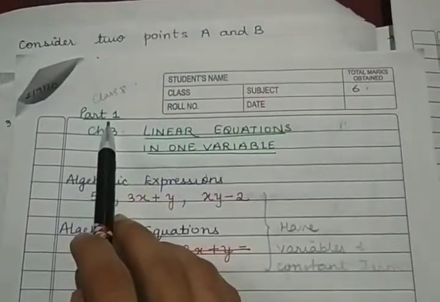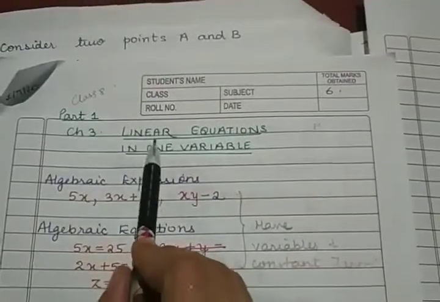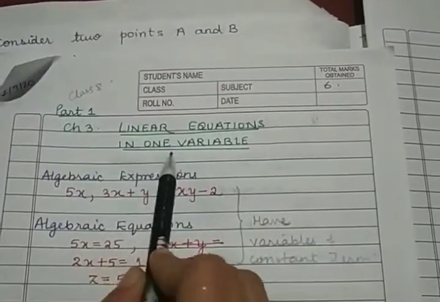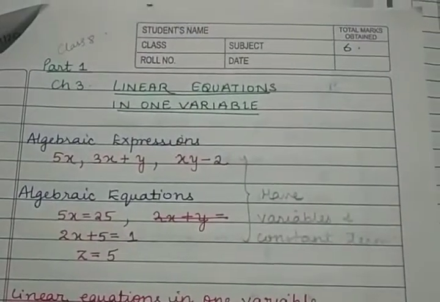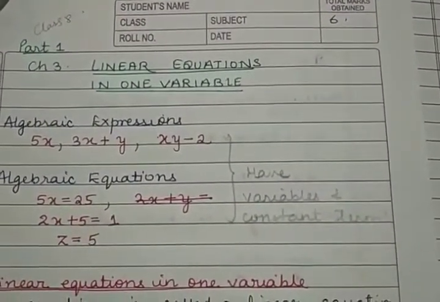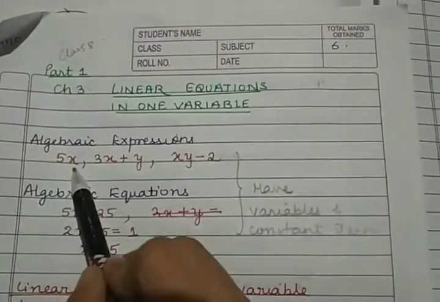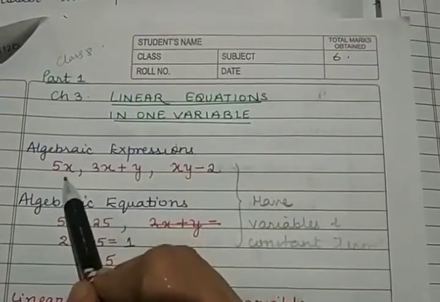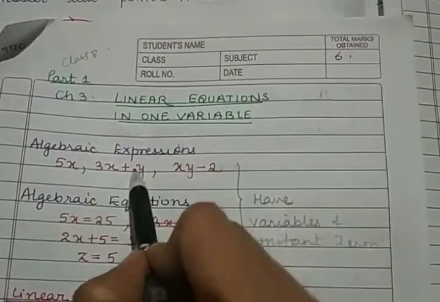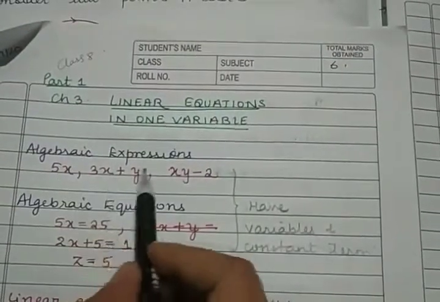In this video, we are doing the third chapter from part 1 textbook, which is linear equations in one variable. You have already learnt about algebraic expressions and algebraic equations in your lower classes. You know that in algebraic expressions, you have terms like 5x, 3x plus 5, xy minus 2. So these are all expressions, okay?